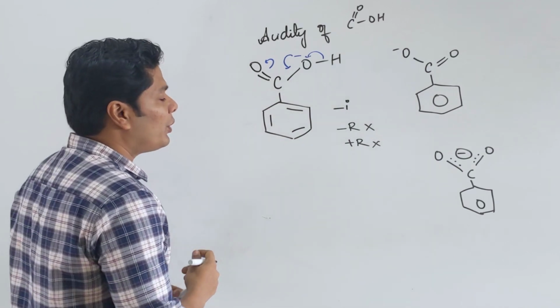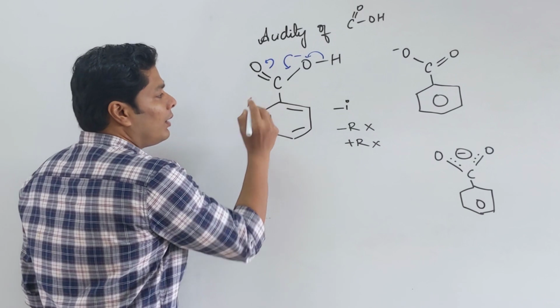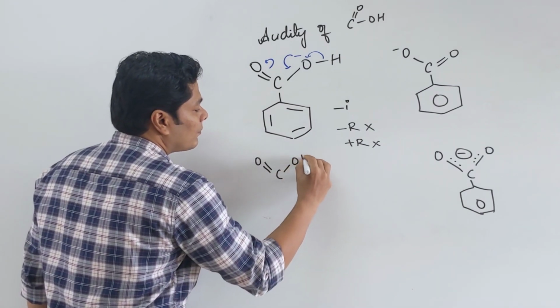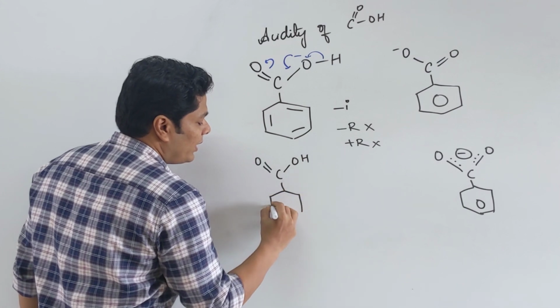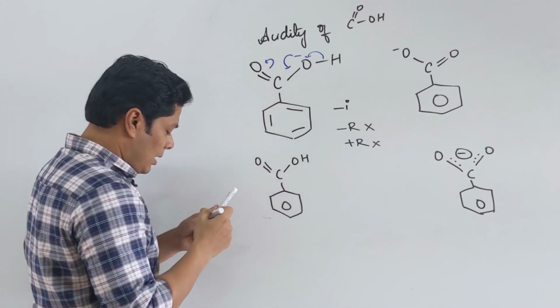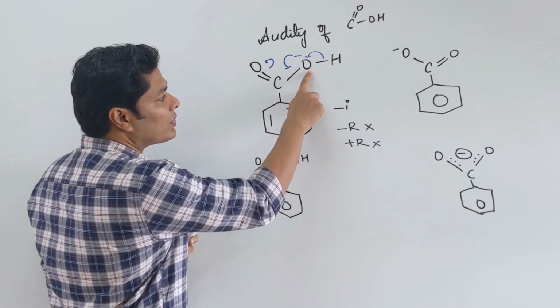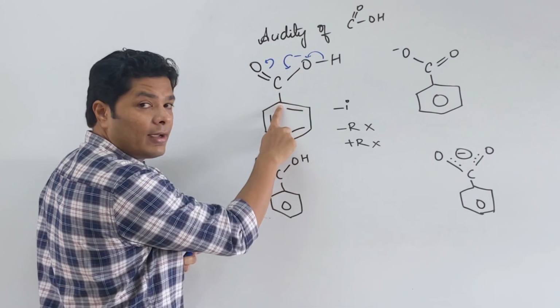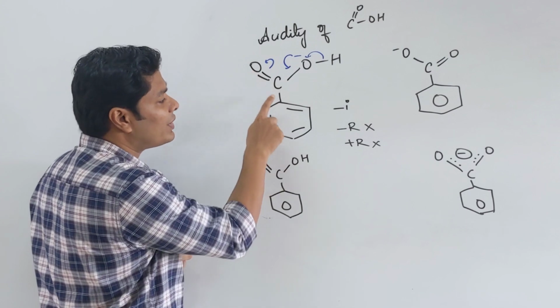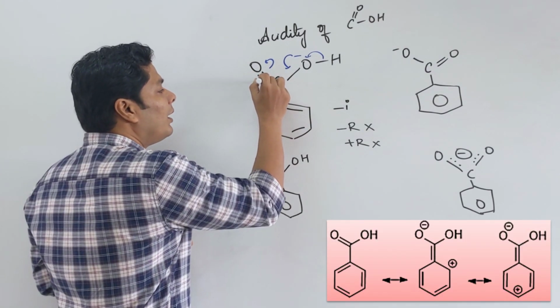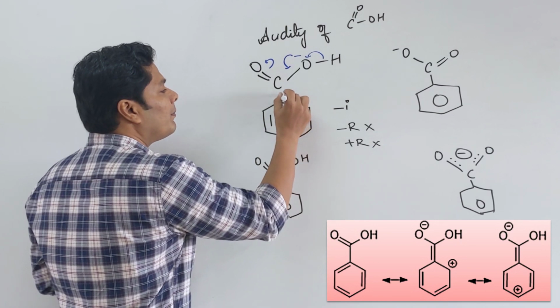The second point you want to remember is, when I say very clearly here, there is no resonance between this oxygen and this ring, but there is resonance between this oxygen and this ring. This is an important point you want to remember. Look at it this way.